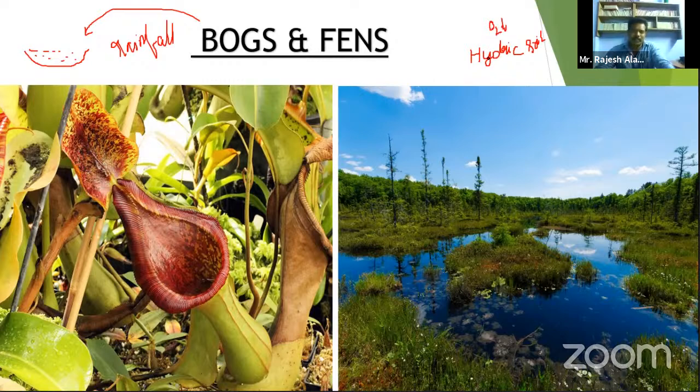When the soil is low in oxygen, there is no proper rotation of minerals or anything. That is the reason that in bogs, wherever there is hydric soil, you can find some insectivorous plants, Nepenthes-like organisms, carnivorous plants. See here, this is nothing but a pitcher plant or Nepenthes. So the hydric soils are poor in nutrients. If the nutrients are poor, they can't meet their nutrient requirement, especially nitrogen requirement.